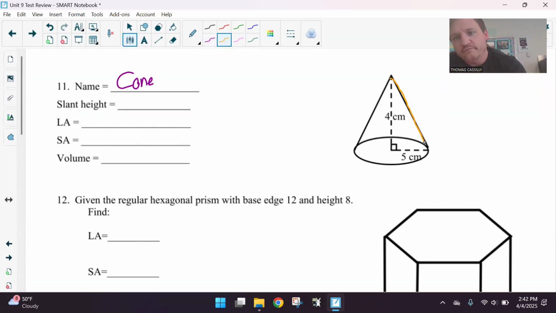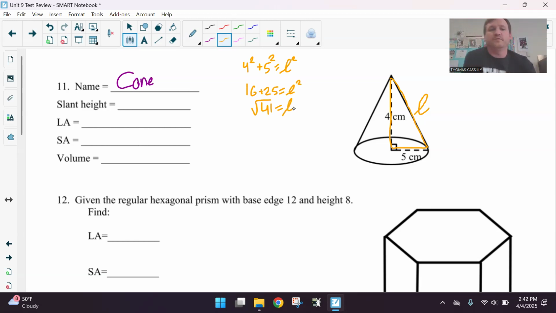let's not overcomplicate it. We have a right triangle here. I'm not going to call it C. I'm going to call it cursive L because when we look at the formula, we use cursive L for our slant height. So we're going to have 4 squared plus 5 squared equals L squared. Remember, L is that hypotenuse, so that has to be by itself. 16 plus 25 equals L squared. That's going to be 41. 41 equals L squared. So I'll square root both sides, and we'll say the slant height here is equal to the square root of 41.